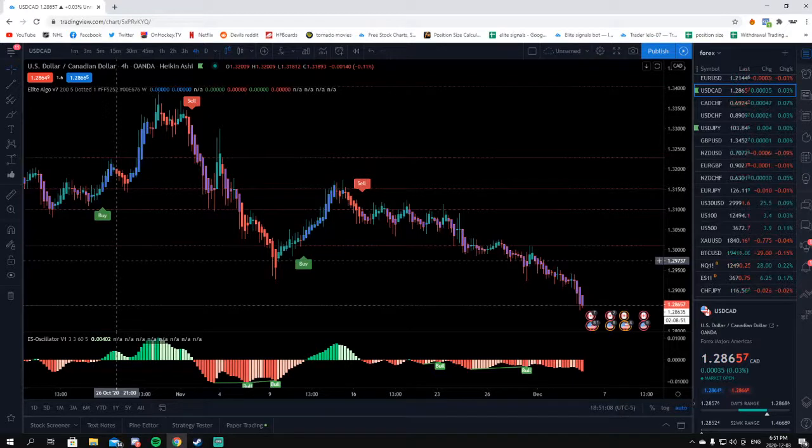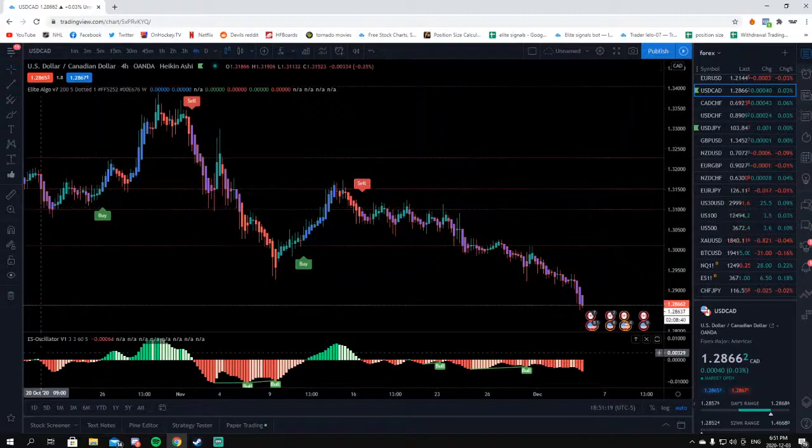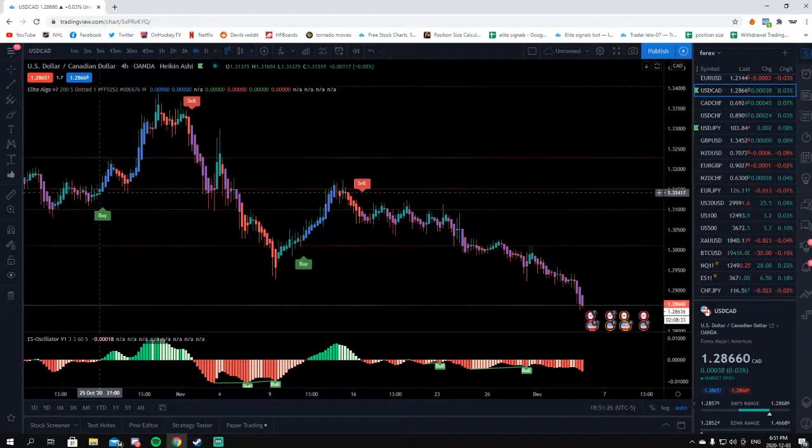It's very, very simple. Obviously, you guys need to have the Elite Algo on and the Elite Oscillator on at the bottom. So this is how I like to swing trade with the bot. Fairly simple. You basically just want to wait for a buy signal or sell signal to emerge.